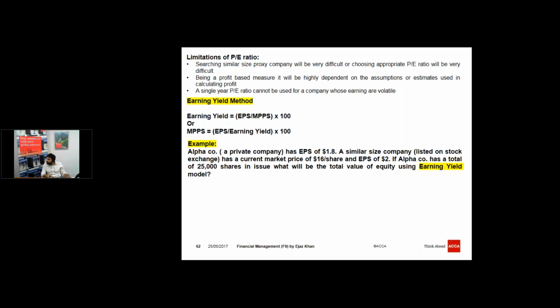So in F9, is the EPS calculated like F7? Yes, it will be calculated in the same way. There will be no concept of dilutive EPS here, but the simple EPS, the basic EPS, will be calculated in the same way. But it's not that complicated.